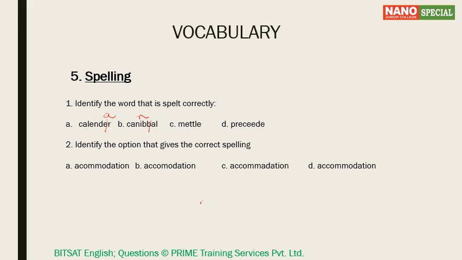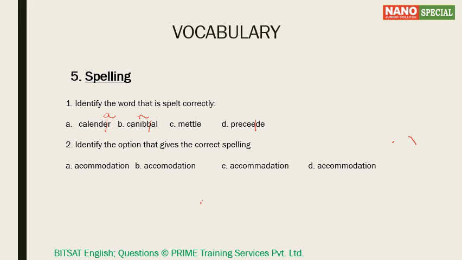Next you have precede. You can make out that it is obviously wrong. You got one more extra. There's an extra E out there. So precede, P-R-E-C-E-D-E. What is the meaning of the word precede? Precede means something which comes before something else. For example, MS Dhoni preceded Kohli as the captain of the Indian cricket team.